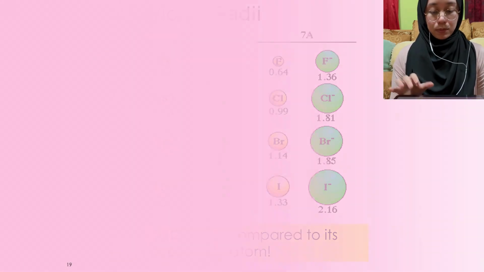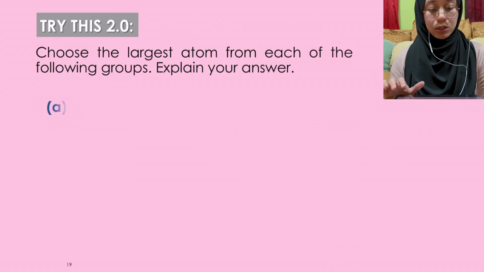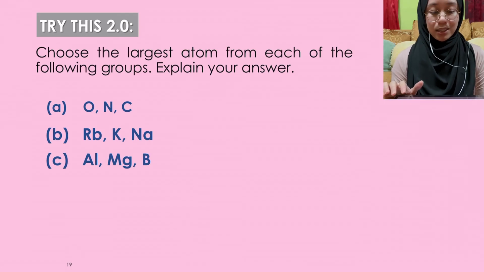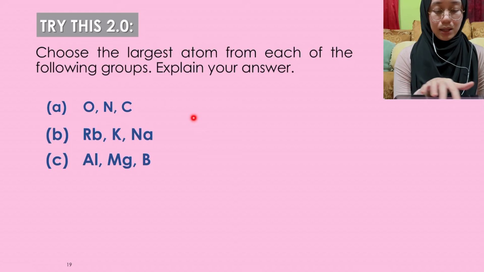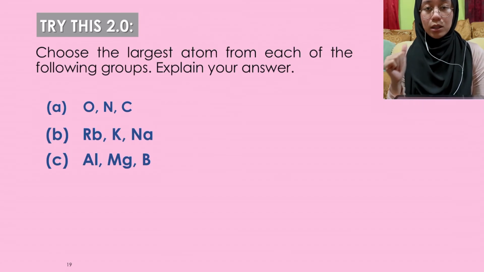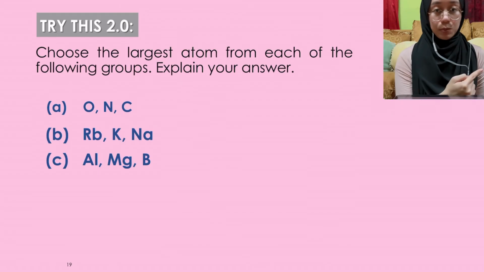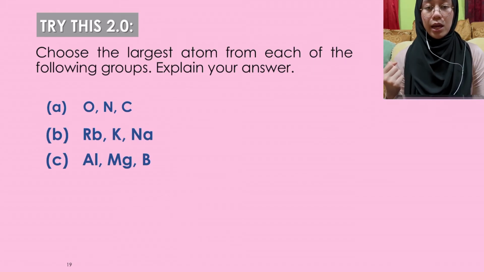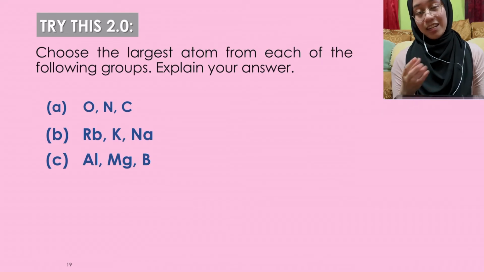Okay, so now this is a try this question. So you have to choose the largest atom from each of the following group. Okay, and then explain your answer. Okay, so ada 3 group dekat sini. Tengoklah. Try to figure out whether they are in the same group kah ataupun they are in the same period. If they are in the same period, kita cakap pasal across period. So guna point PISAS. If we are talking about elements in the same group, and then kita kena talk about the ANSAS then. Okay, so try to figure that out.